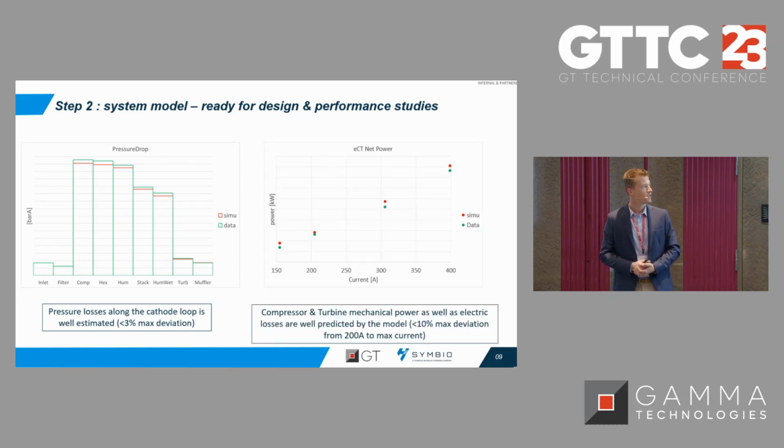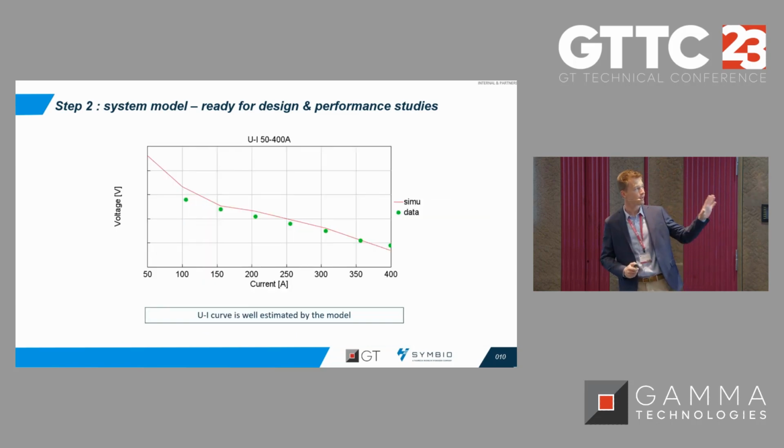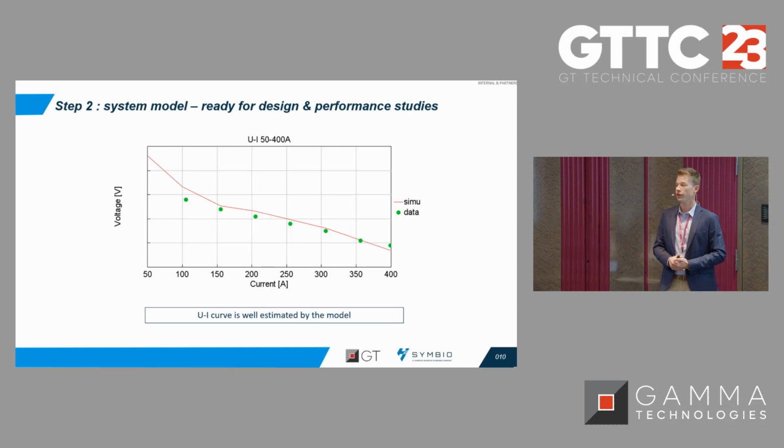Another very important thing is to catch the turbocompressor electric consumption. There are three main factors taken into account: the compressor mechanical power, the turbine mechanical power, and the inverter efficiency that drives the electric motor for the turbocompressor. Here again, we have a quite good correlation. As a result, we can predict the UE curve of the full system model with a high level of confidence. So now this model is considered ready for further system architecture or control optimization studies.